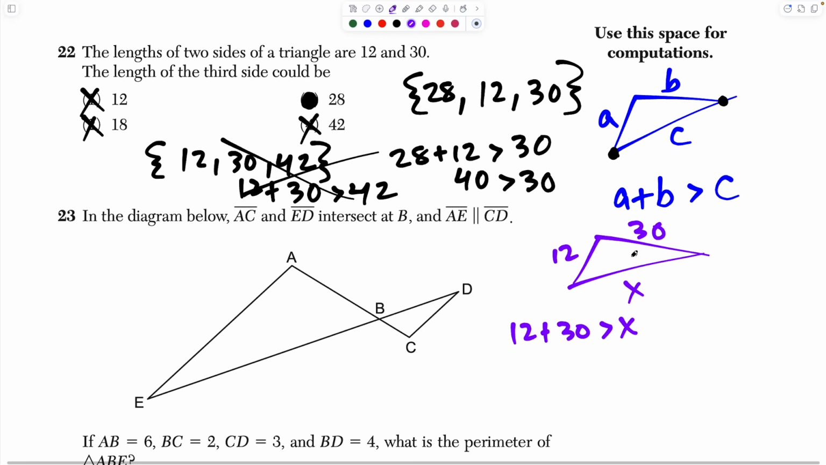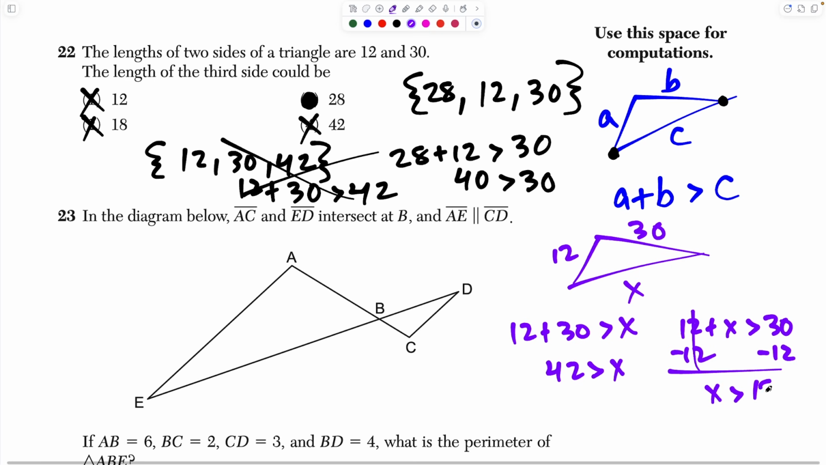So option 2 is, once again, x is not the greatest side. So then that would mean that 12 plus x has to be more than 30. So this gives me two statements. I have 42 is greater than x. And then if I subtract 12 on both sides, that tells me that x is greater than 18. But now I'm going to write this a little bit differently. Instead of saying x is greater than 18, I'm going to say 18 is less than x. And instead of saying 42 is greater than x, I'm going to say x is less than 42.